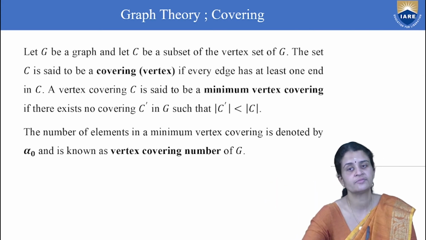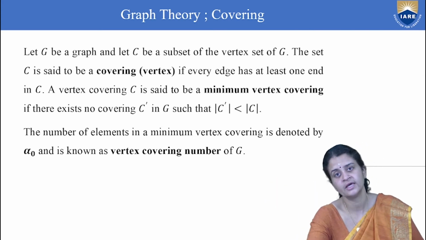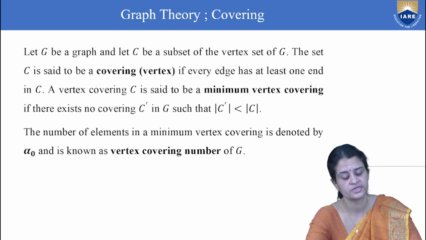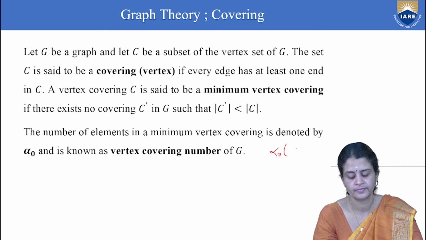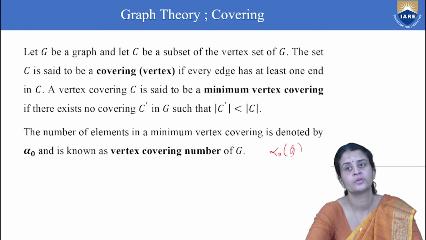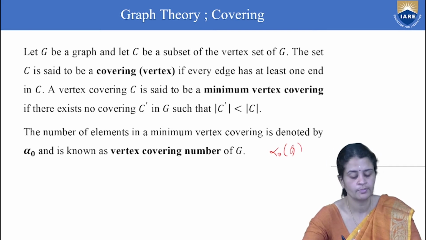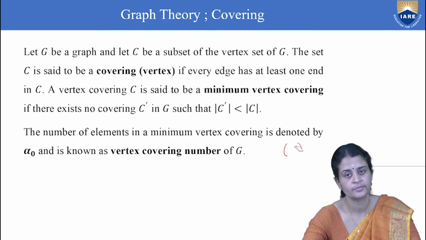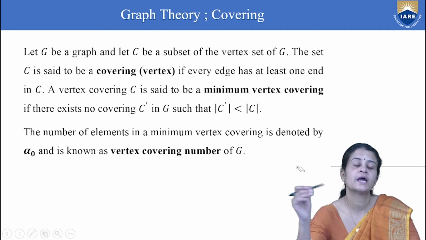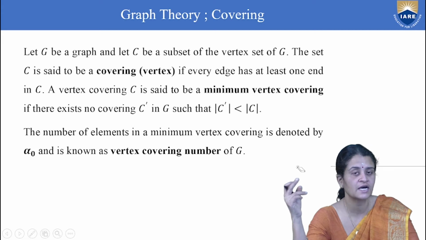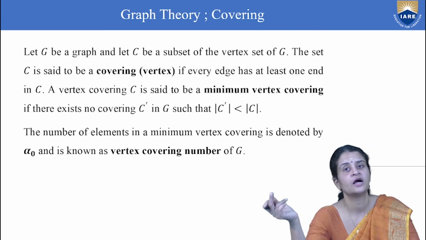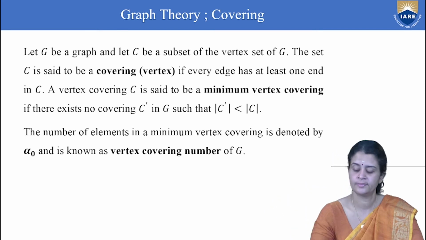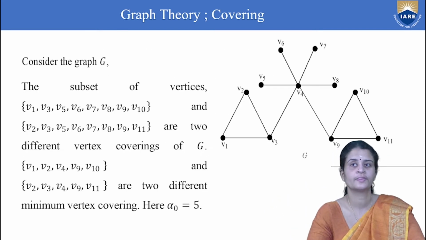The number of elements in the minimum vertex covering is denoted by alpha naught, or we can write alpha naught of G. This is the vertex covering number of G. The edge covering number of G is written as alpha 1 of G, and the vertex covering number is denoted as alpha naught of G.